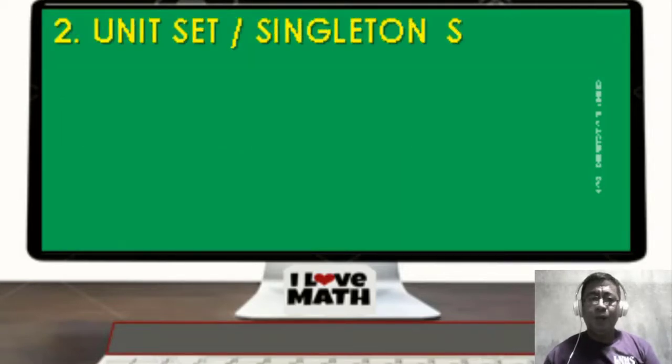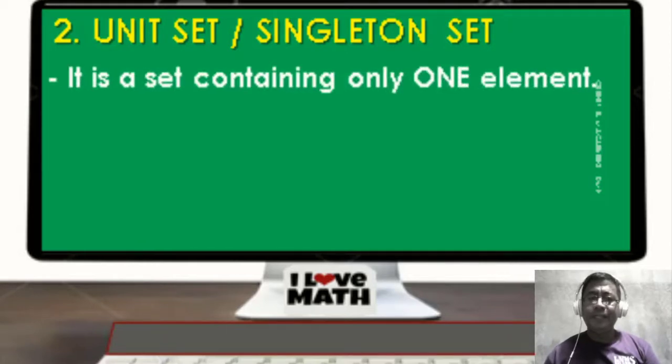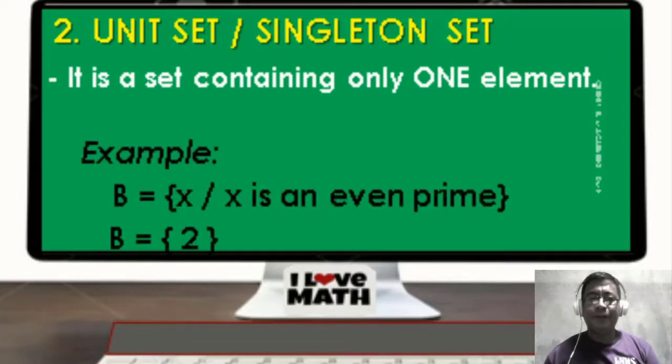Number 2, unit set or singleton set. It is a set containing only one element. For example, set B is equal to the set of X such that X is an even prime number. Take note, there is only one element for an even prime number, which is 2. So therefore, this is just an example of a unit set or singleton set.